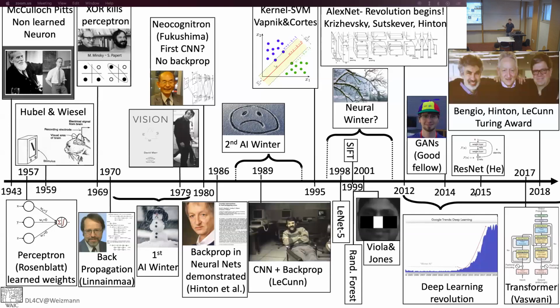So these three guys, Yoshua Bengio, Geoff Hinton and Yann LeCun, they got the Turing Award. And this is after many years where their contributions were not recognized, and nobody cared about deep learning. They finally got their recognition.